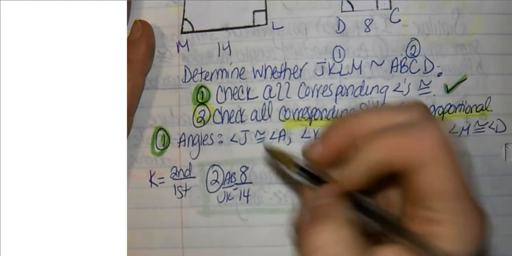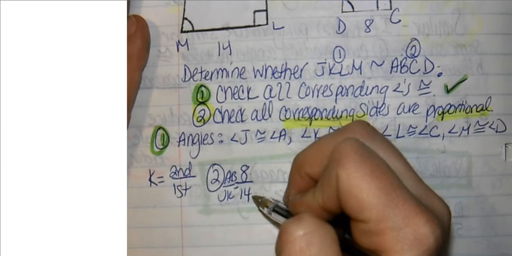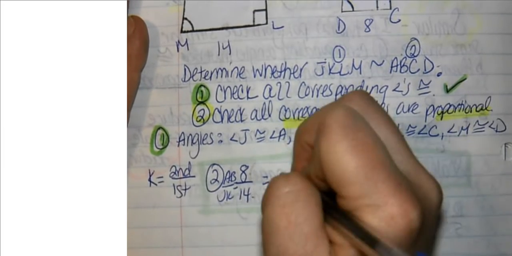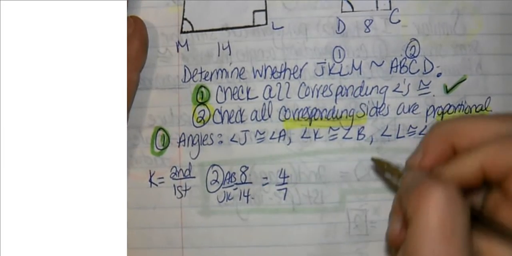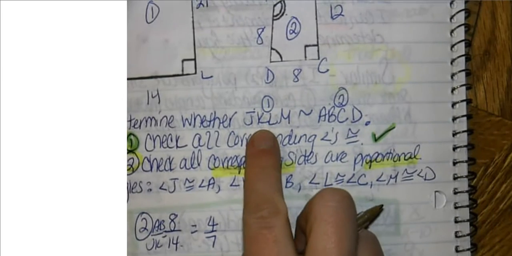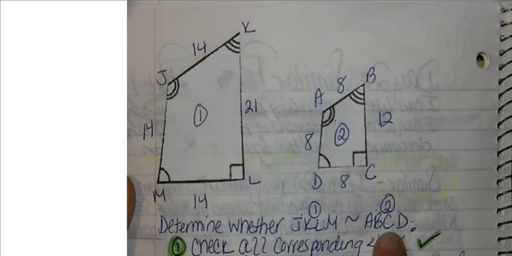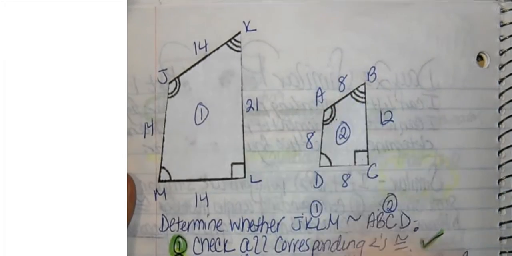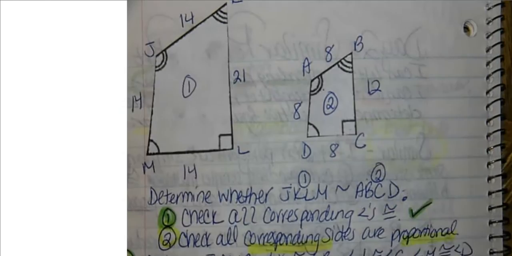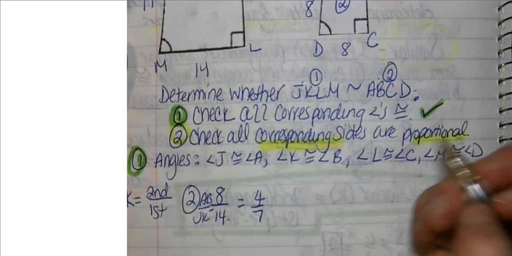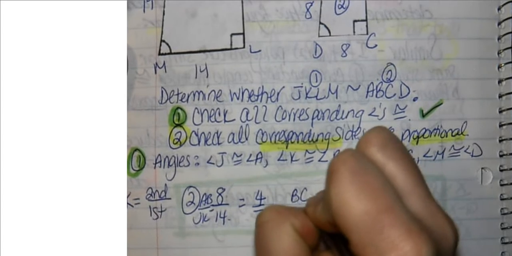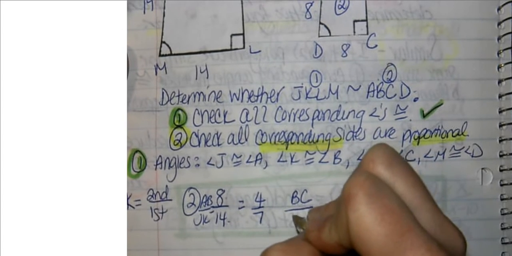And it's equal to 8 over 14, and 8 over 14 reduces to 4 over 7. So now I need to look at KL and how it compares to BC. KL is 21 and BC is 12, and it's all about what came second over what came first. So I need to look at BC over KL.